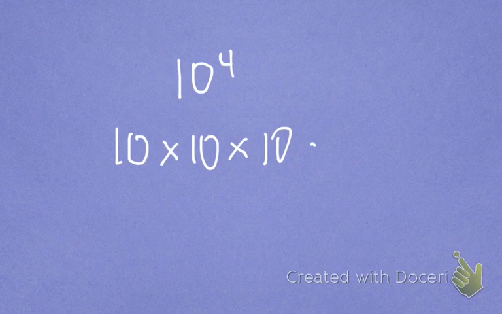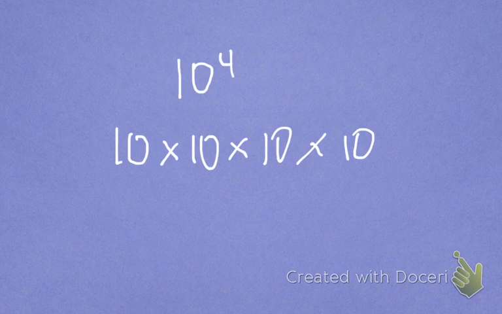One last example before I show you something a little different. Here you have the fourth power of 10. What we're going to do is take that 10 and multiply it 4 times together: 10 times 10 times 10 times 10.